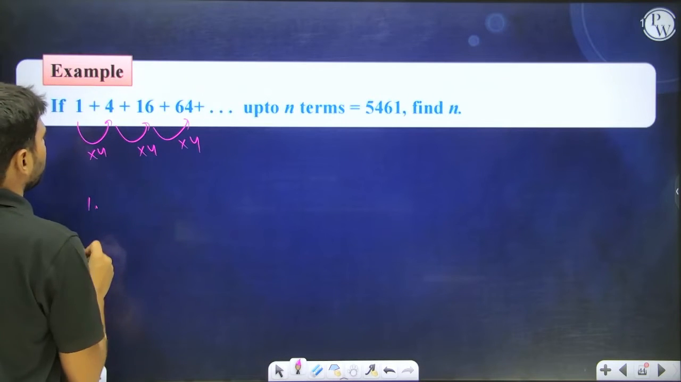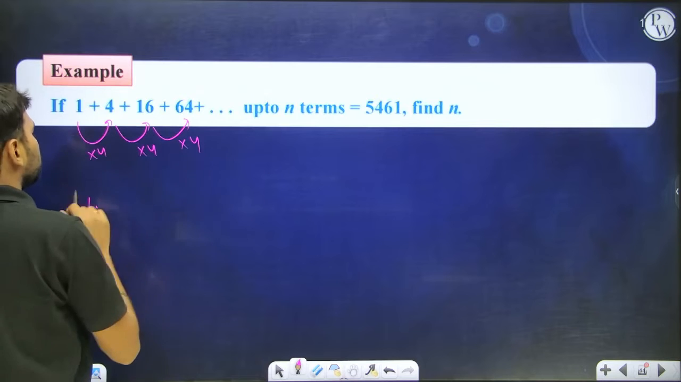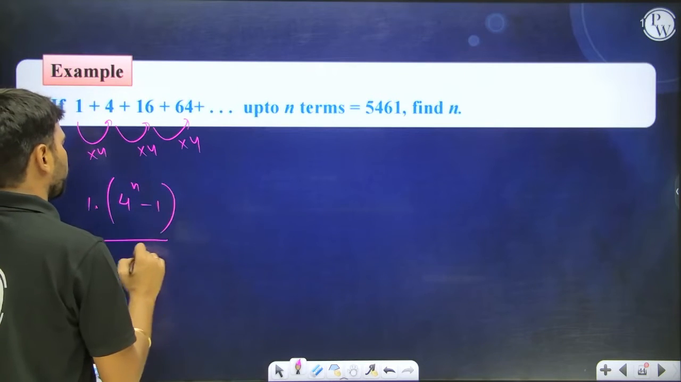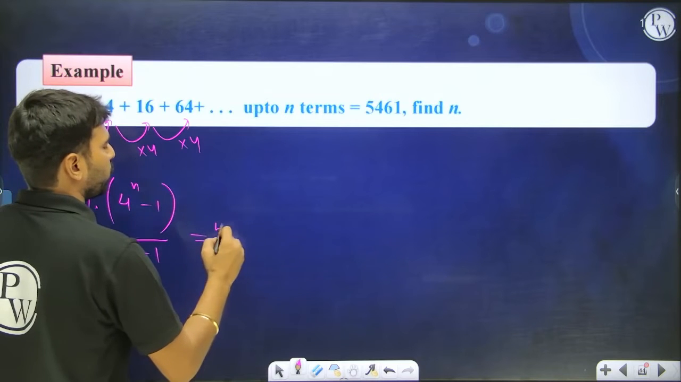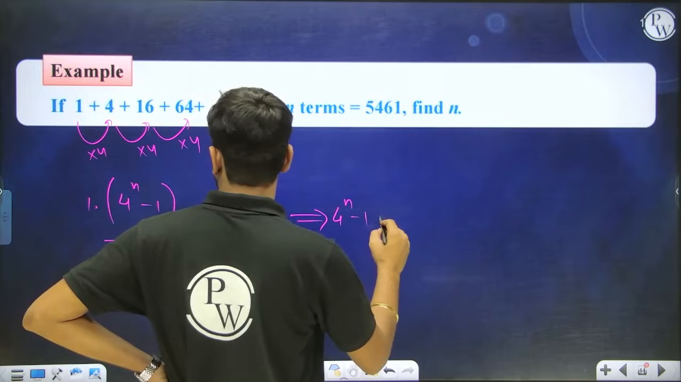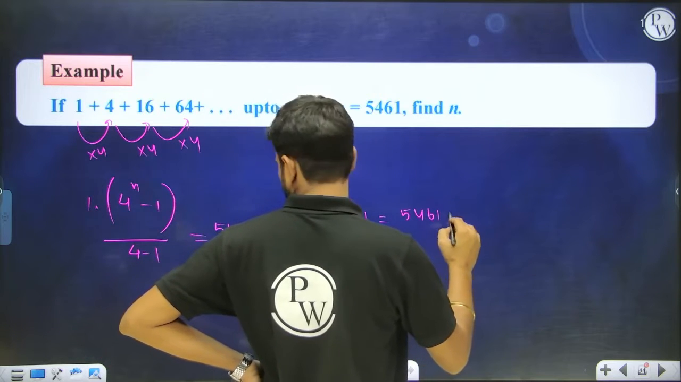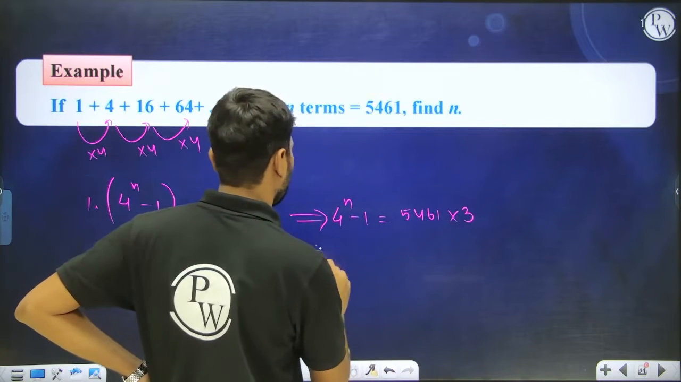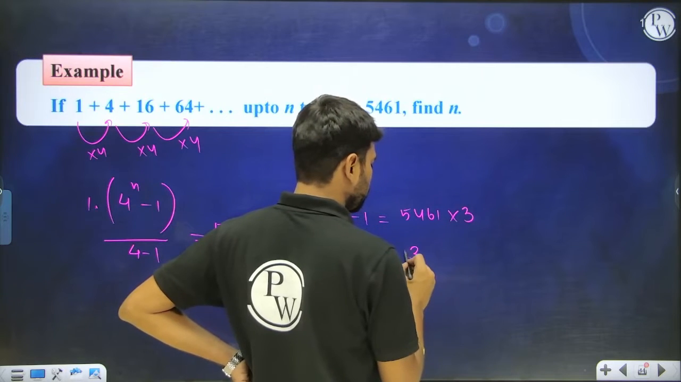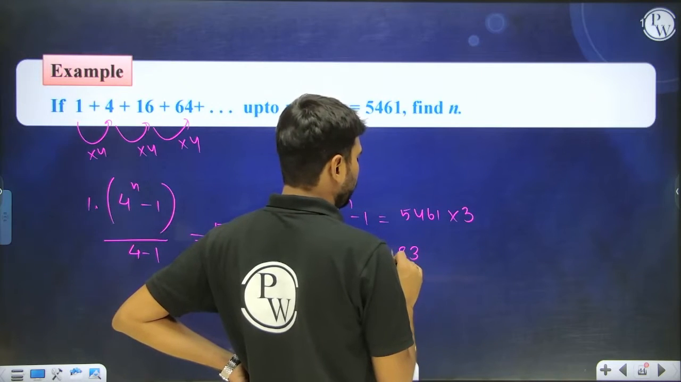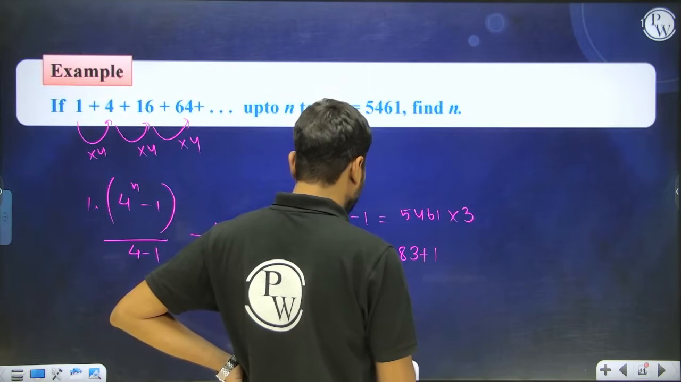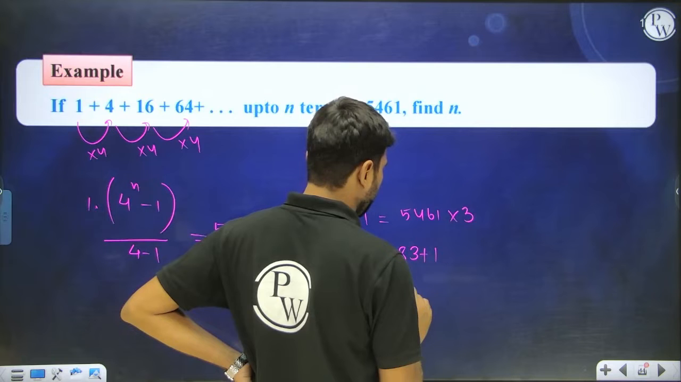So writing down the sum of n terms of a GP: first term is 1 and the common ratio is this. So 4 to the power n minus 1 upon 4 minus 1 is equal to 5461. Can we solve this equation to get the value of n from here? So this is going to be 4 to the power n equal to 16384.